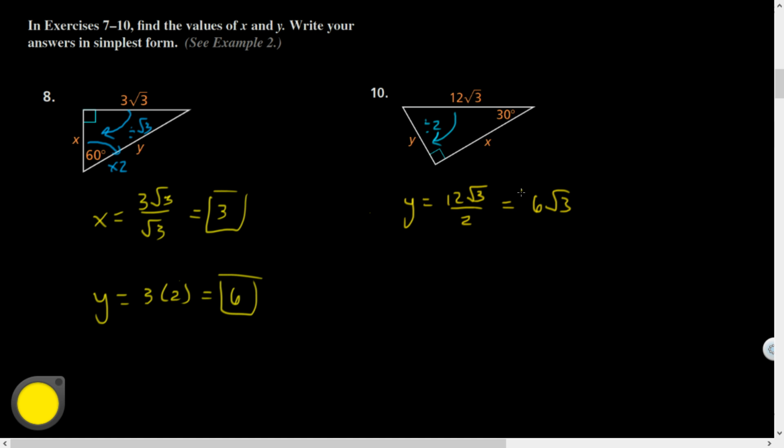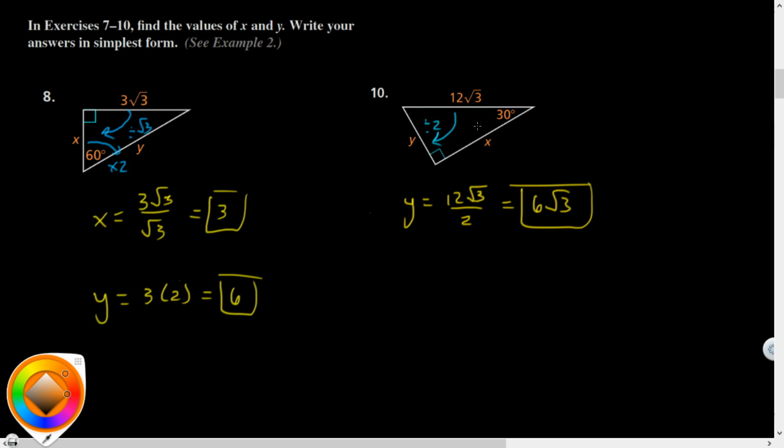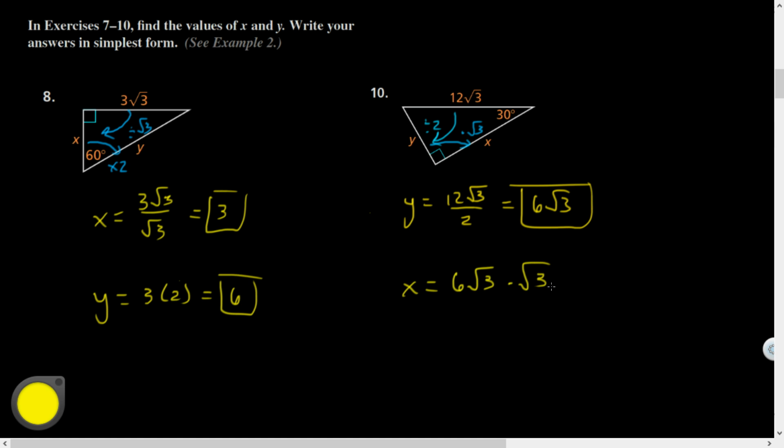So 6 rad 3. And then to go from the shortest leg to the longest leg, I multiply by rad 3. Ooh, this is going to have some interesting outcomes. So x is going to equal 6 rad 3 multiplied by rad 3. And rad 3 times rad 3 is what? Just 6 times 3, so that's 18. There you go. So that's not too bad. Those are just the straightforward problems. You just have to know your ratios, know how to switch from one side to the next.